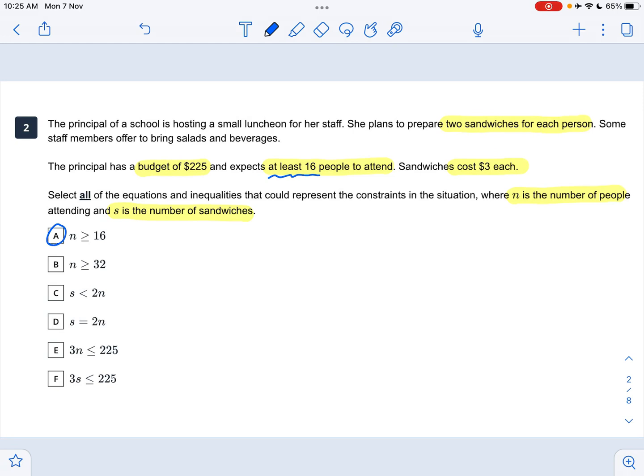How about B? n is greater than or equal to 32. That is not true. That statement is saying that the number of people is going to be greater than or equal to 32. But up there it says that it's going to be at least 16.